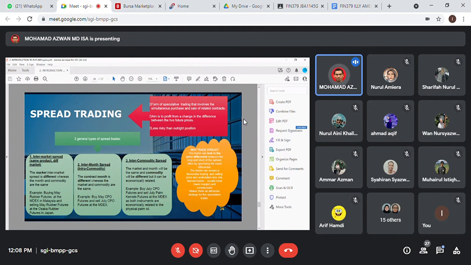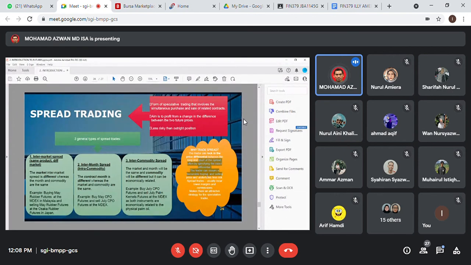Okay, you buy one commodity and at the same time you sell another commodity. But it must be from the same contract month. Okay, if you buy a July FCPO contract, at the same time you have to sell a July palm kernel futures contract. You cannot take different contract months. It must be the same contract month. Okay, those are the three types of spread trading.